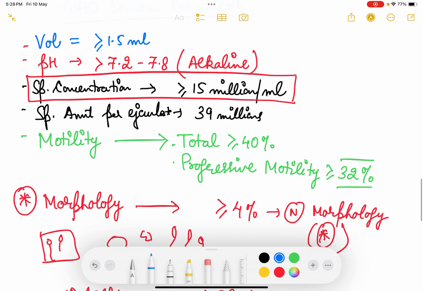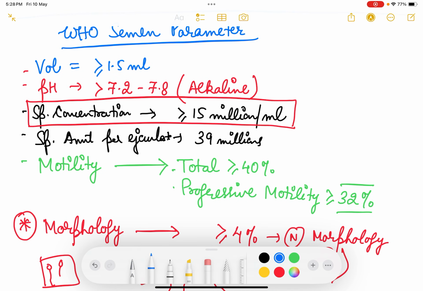So very important, I am revising once more. This is because this parameter will have one or the other question in your examination or MCQs based on that. So volume should be more than 1.5 ml. pH should be alkaline, that is 7.2 to 7.8. Sperm concentration should be more than 15 million per ml with a total concentration of at least 39 million per ejaculate. So 39 million per ejaculate.